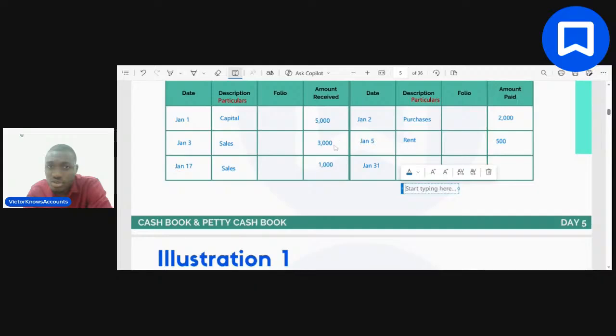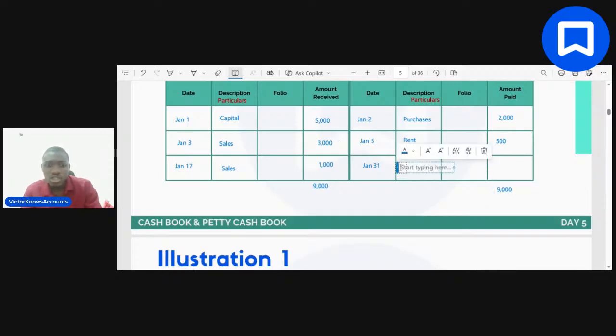You have to write the total. The total here is 5,000 plus 3,000 plus 1,000. The total is 9,000. You have to repeat that same total here, 9,000. Then you have something called your balance carried down.